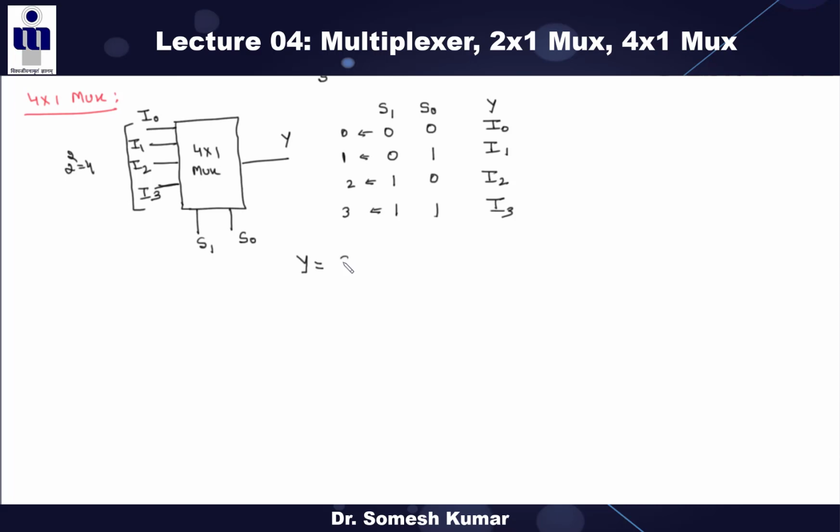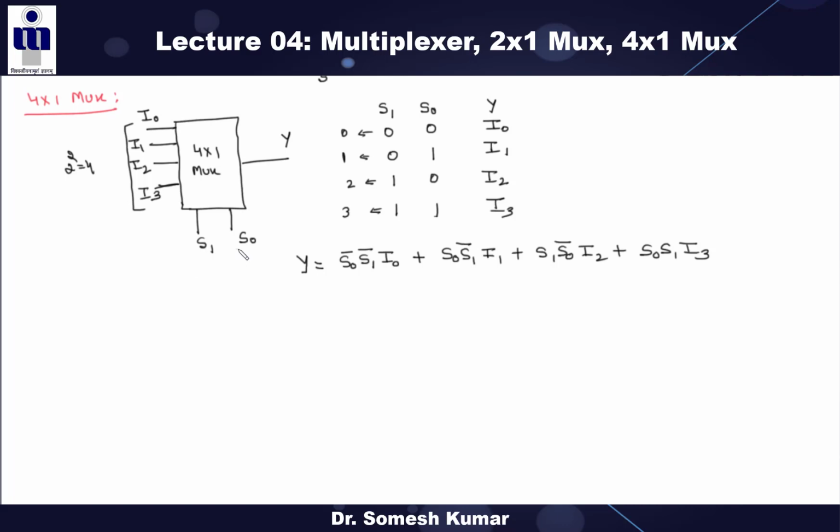Now, the logical expression for Y. Can you tell me? S naught bar, S1 bar into I naught, plus S naught into S1 bar into I1, plus S1 S naught bar into I2, plus S naught S1 into I3. Don't get confused. This S naught should be your LSB, right? Don't make it the MSB.